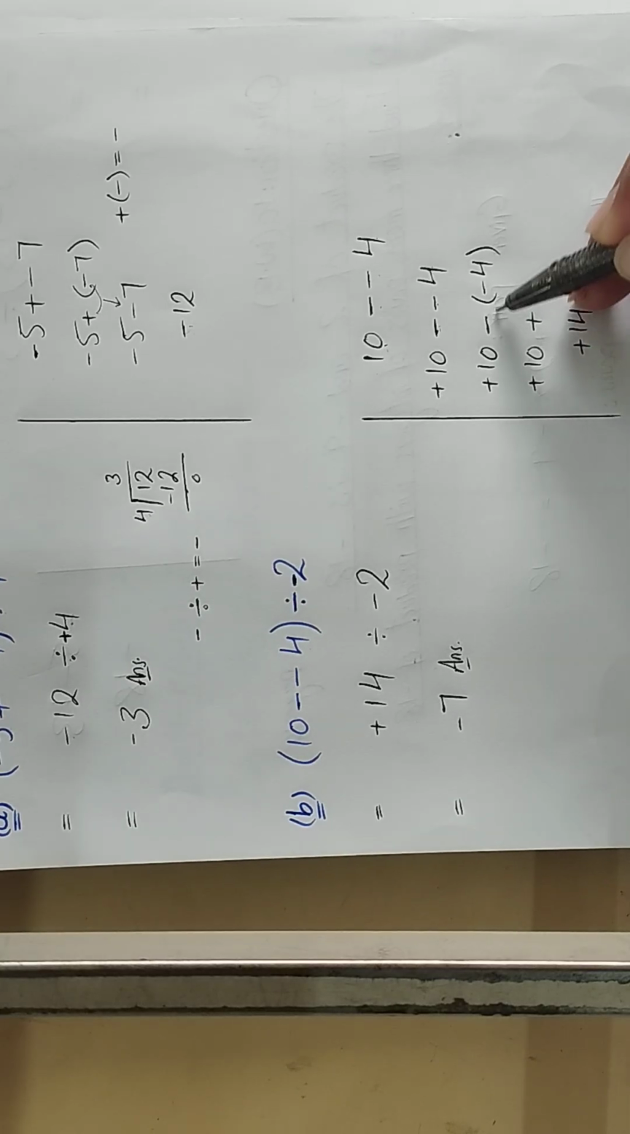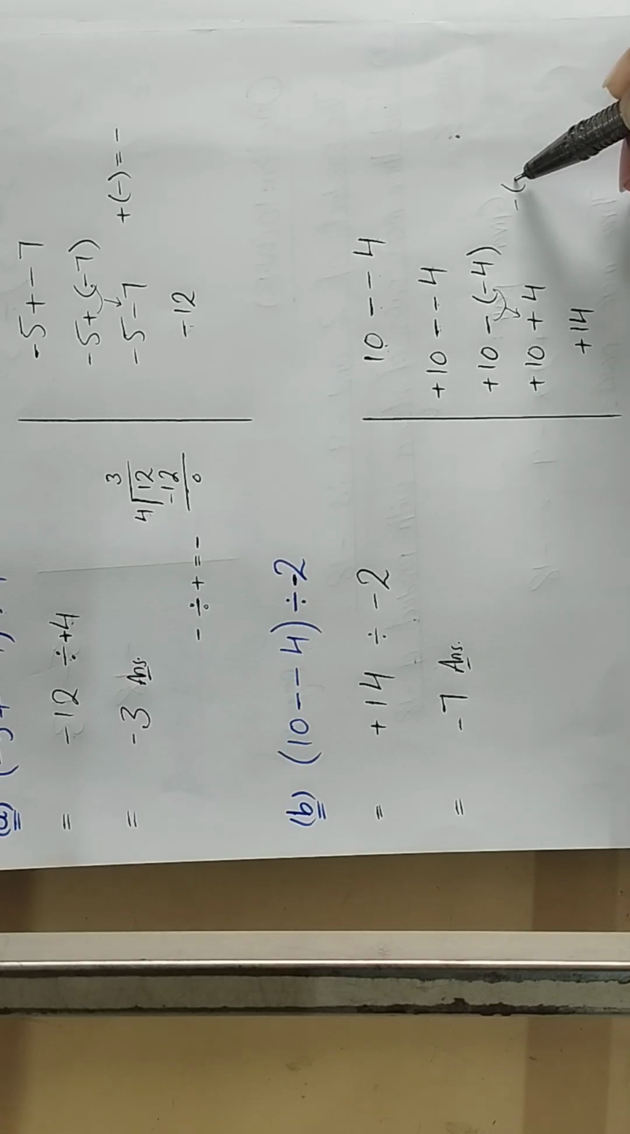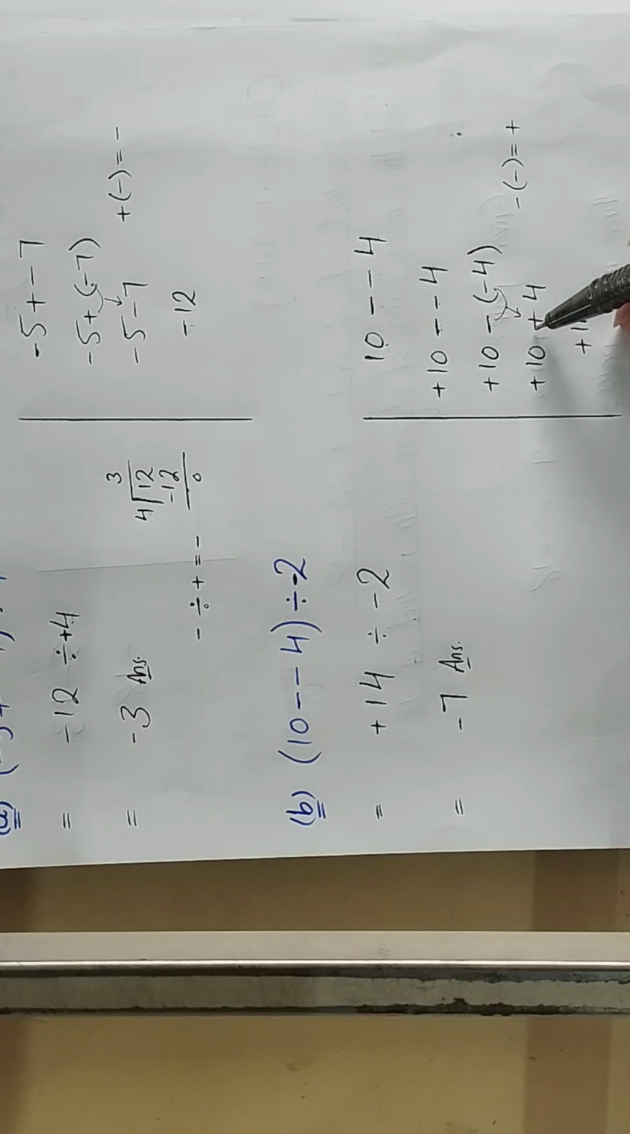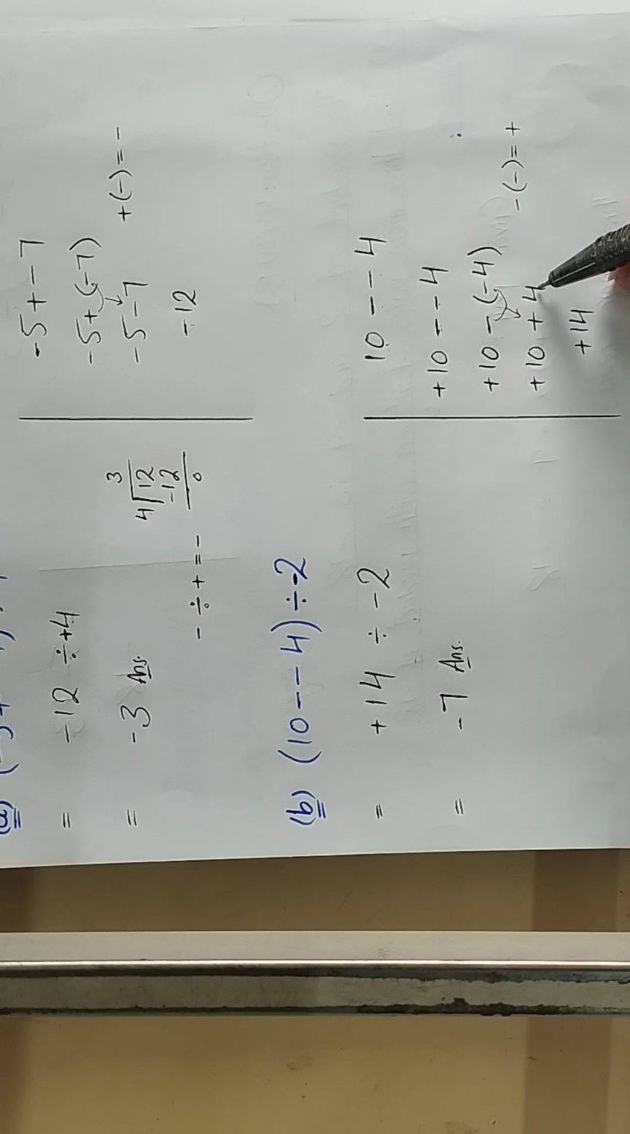Now in the next step we can change this minus into minus to plus by using this one. Minus into minus is equal to plus. We can change this minus into minus to plus. Now it is plus 10, minus into minus is plus, and this 4 here.